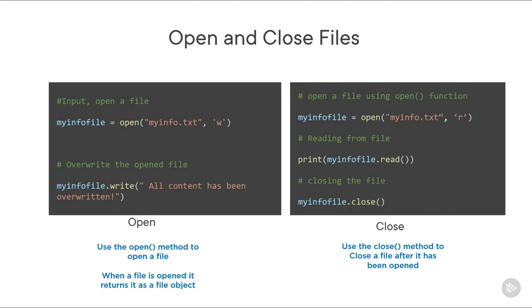Now, when we have files open, we need to go ahead and close them properly. And to do that, we're going to use the close method. And so you can see that I've opened my info.txt file, but I'm passing the R parameter this time. And that's representing that I'm opening this file in read-only mode. And then I'm using a print to go ahead and print the contents of this myinfo.txt file to my console. And then when I'm done with that, I'm going to use the close method to go ahead and close out that file.